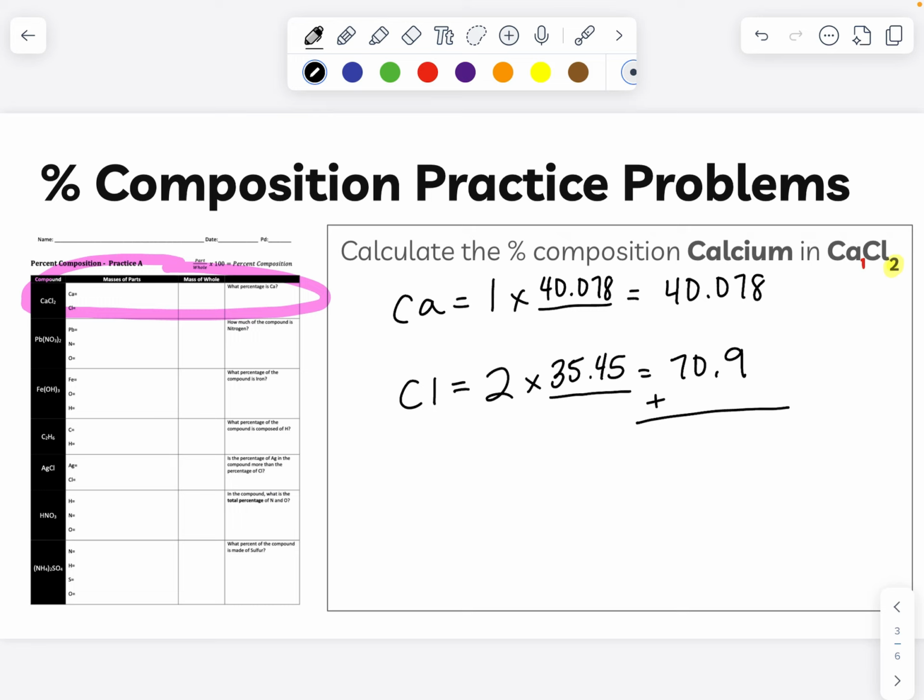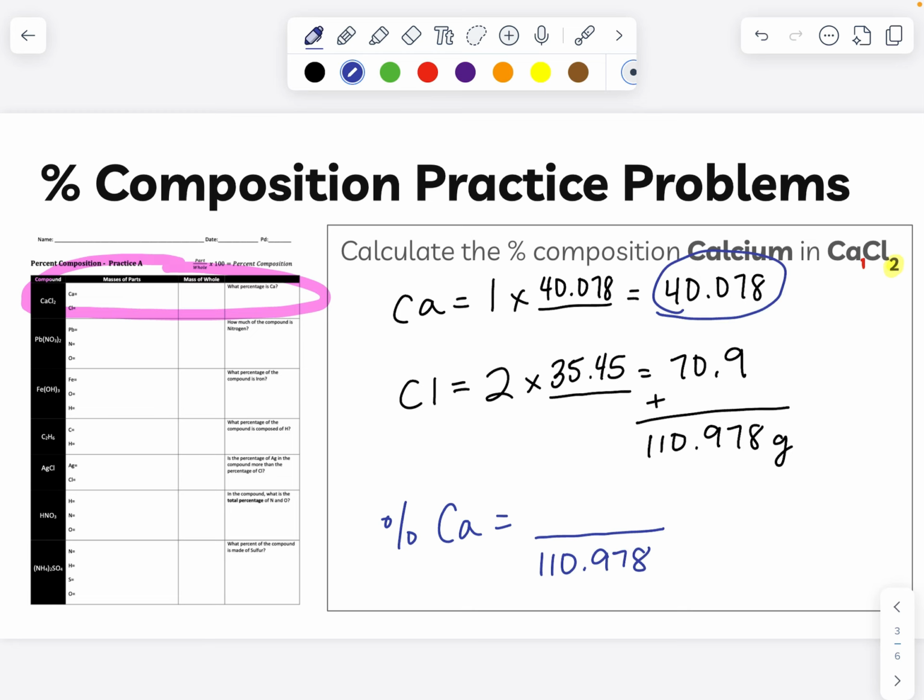So my total is actually 110.978 grams. So this gives me the first step in the problem, right? If I want to know my percent composition, in this case, I'm wanting to know what percent is calcium. So my total is 110.978, and then I want to take calcium, and then I can't forget that I want to multiply it by 100.